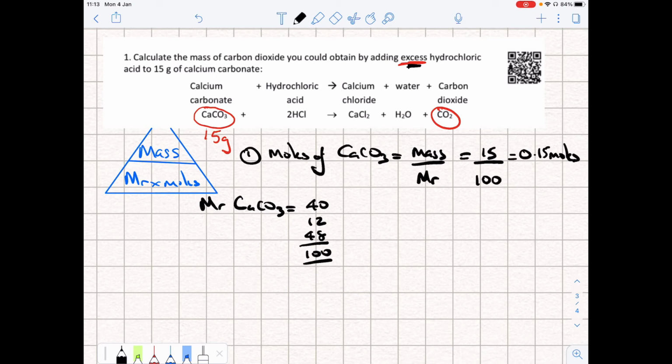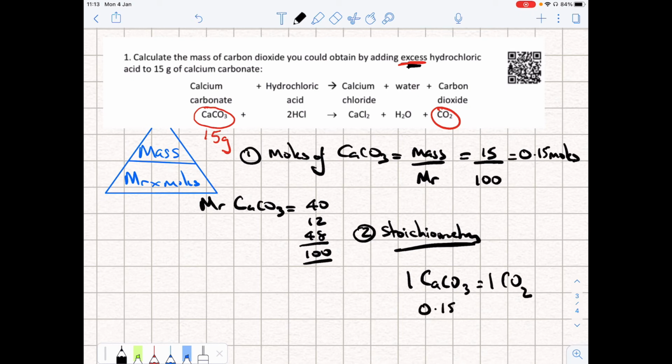Step 2 is we're going to use the ratio. This is called the stoichiometry of the question from the equation, and you can see in the equation I've got 1 mole of calcium carbonate reacting to make 1 mole of carbon dioxide. So in this one it's fairly straightforward. We've just worked out that we have got 0.15 moles of calcium carbonate, and therefore I'm going to have 0.15 moles of carbon dioxide because the ratio is 1 to 1.